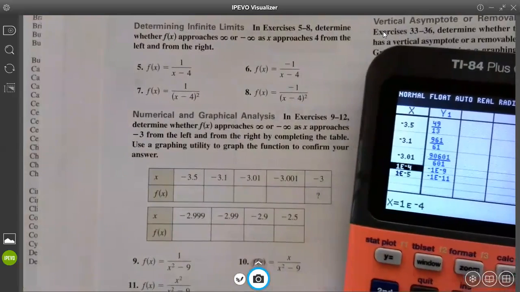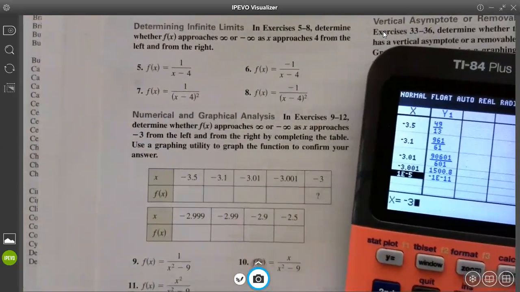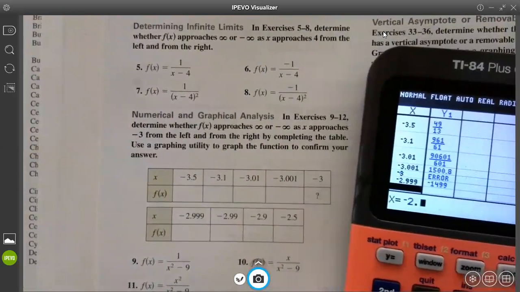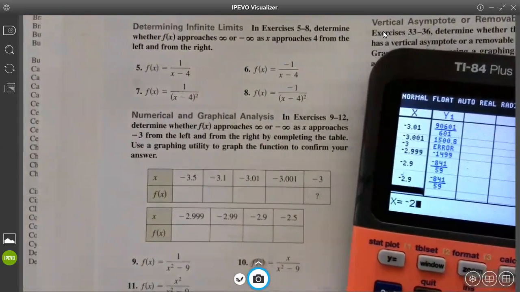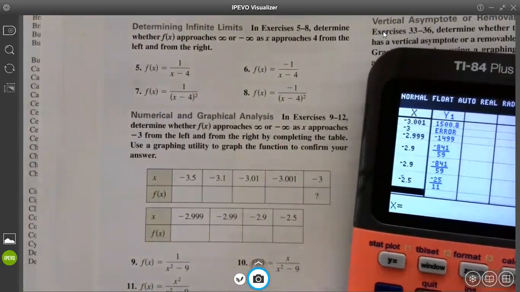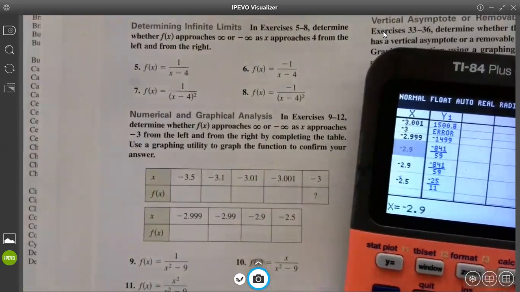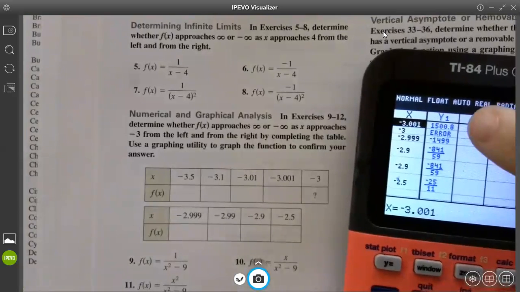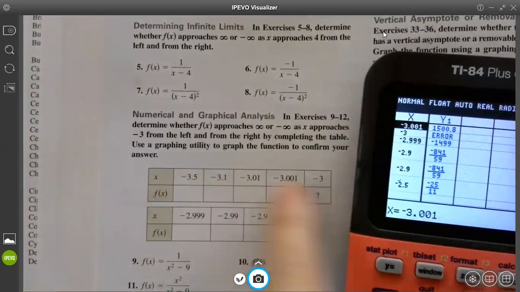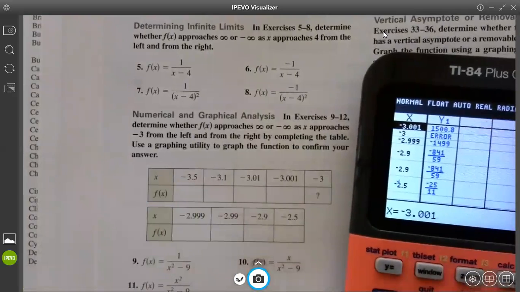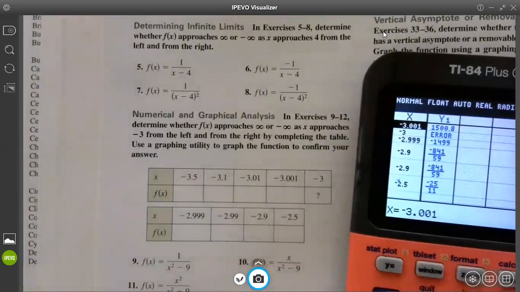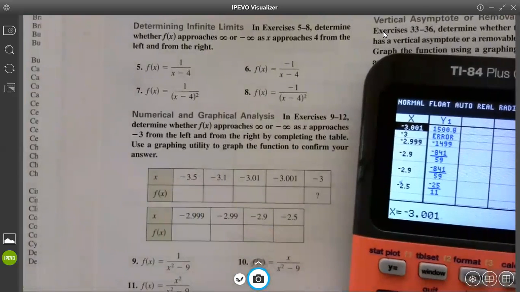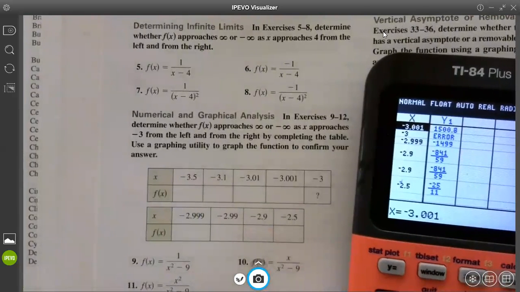-3.1, -3.01, -3.001. We'll see what happens at -3. Obviously an error because it's a vertical asymptote. -2.999, -2.99, -2.9, and -2.5. So what does it do? Basically the only ones you need to look at are the ones right at -3. From the left in our chart, where do you think it's going? If it's 1500, positive infinity. From the right would be coming back this way. It's -1500. So where's it going? Negative infinity. That's it.